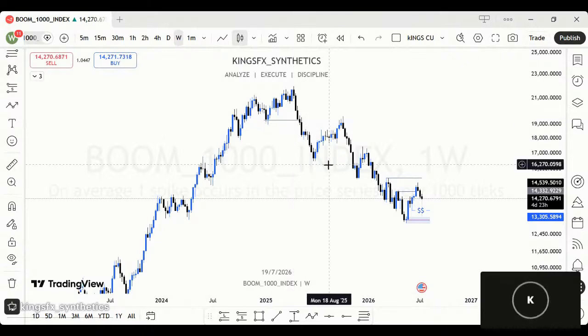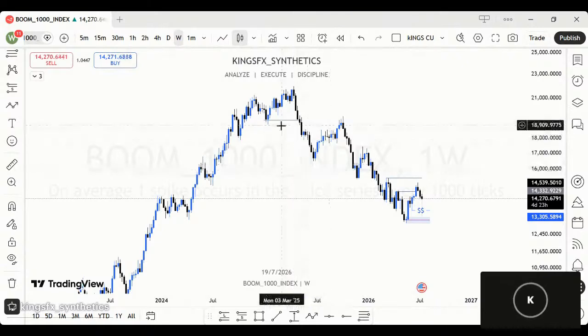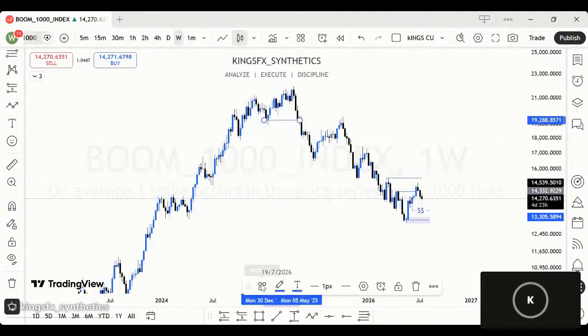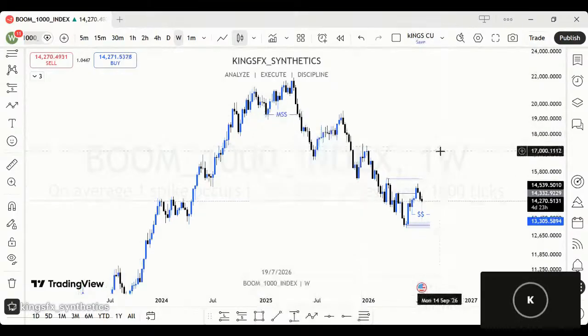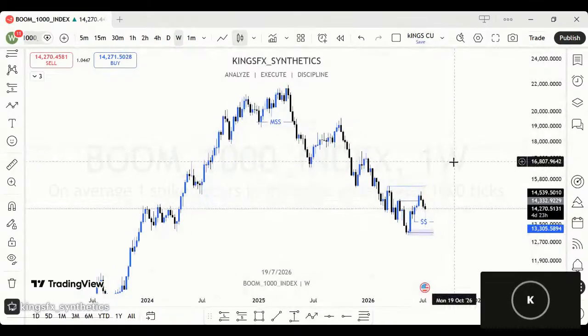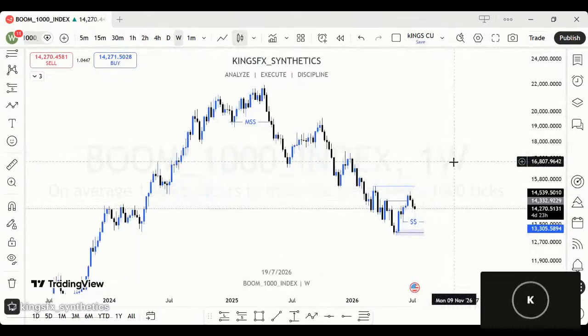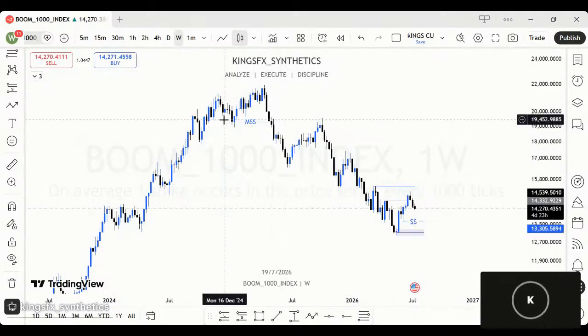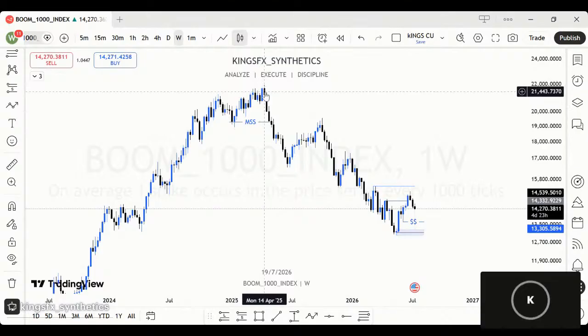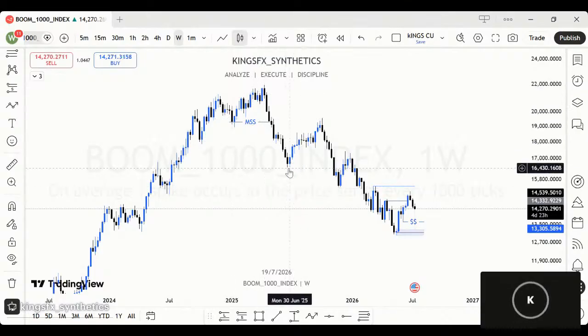Now, what we can see happening here is there was a big market structure shift right here. So we mark that out. Remember, this is a weekly time frame, so whatever move you are catching on a weekly time frame, know that it's going to be a massive move. What happens next? We saw price created a low, disregarding this previous low, now creating a lower low, a low that is lower than the previous low.